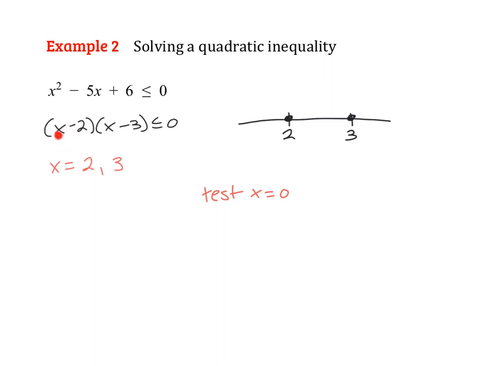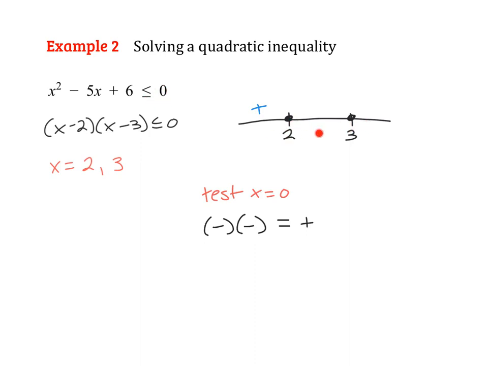So I'm essentially just going to eyeball this because all we care about is whether our answer is positive or negative. So if I plug in 0 right here, I have a negative value. And if I plug in 0 here, I have another negative value. And we know that a negative times a negative gives you a positive. So in this area of our inequality, our graph is greater than 0.